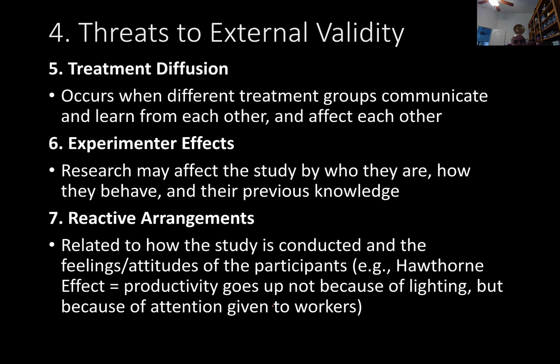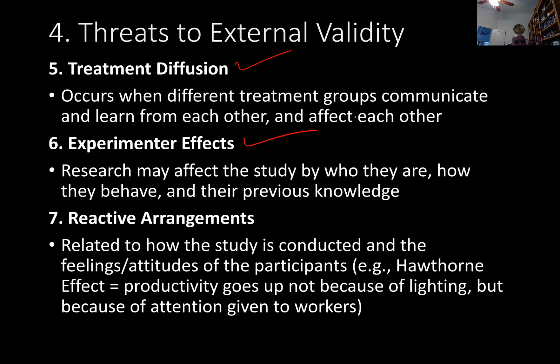Threats to external validity, you have treatment diffusion as well. This occurs when different treatment groups communicate and learn from each other and affect each other. So if you're taking an exam and some kids come in, take the exam and go to the playground, tell the kids what the exam was about, and then the other kids come in after playtime, that might have some effect on those results.